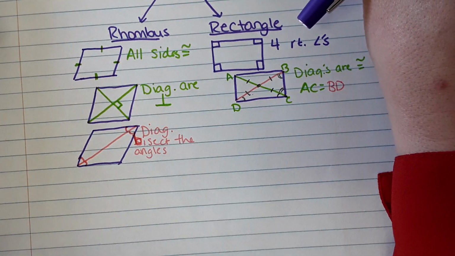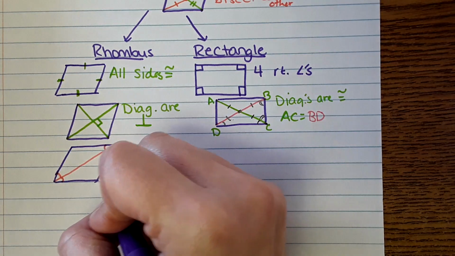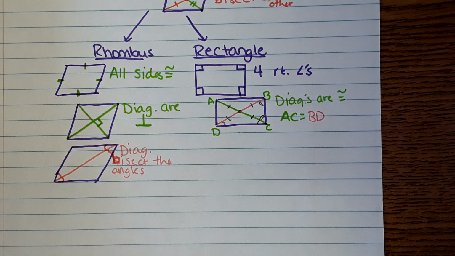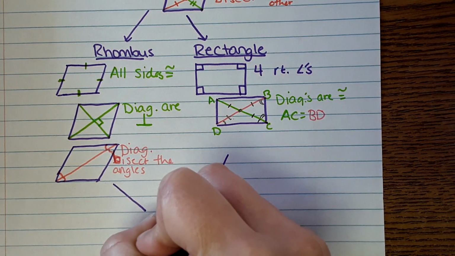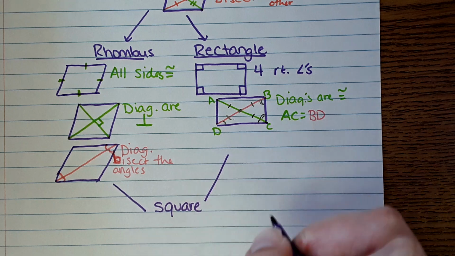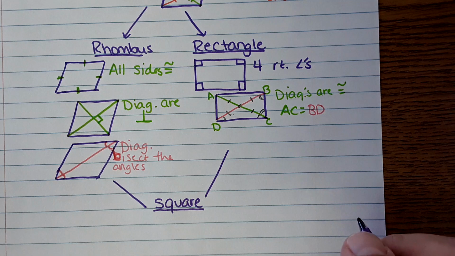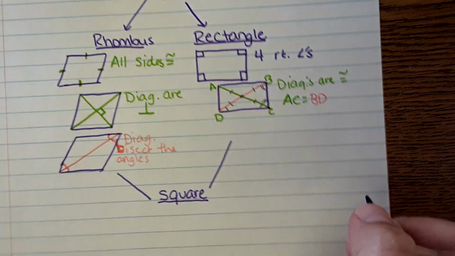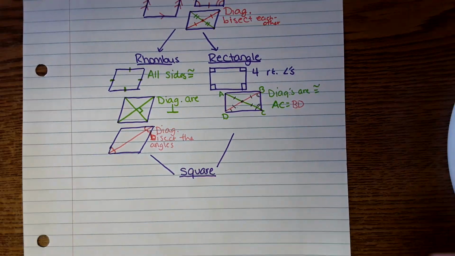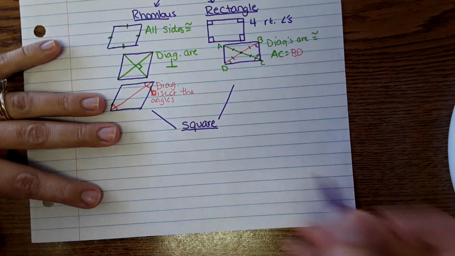Okay, so I also said that we were going to go over square. And where does square fit into all this? Oh, did you have a question? Oh, square, let's say rectangle and rhombus had a baby. You're not supposed to do that. Siblings shouldn't have babies. But in this case, they are. And rectangle and rhombus had a baby square.